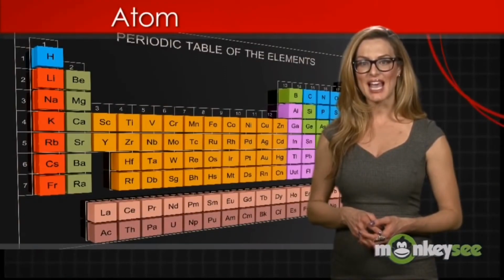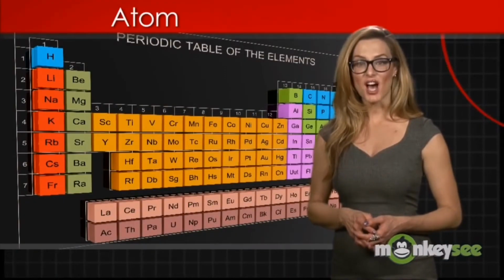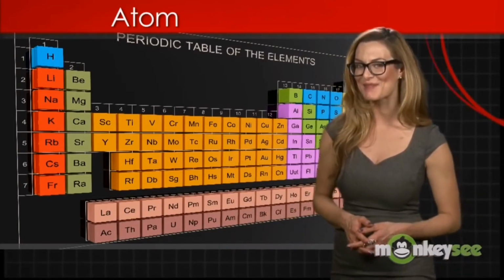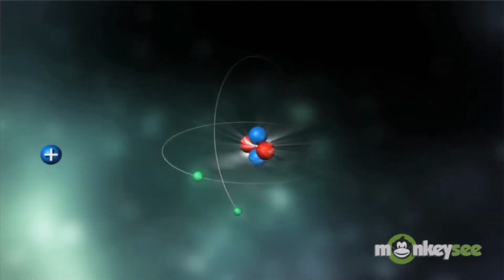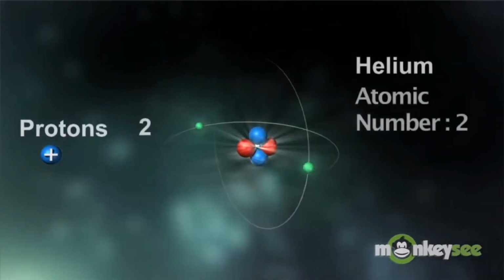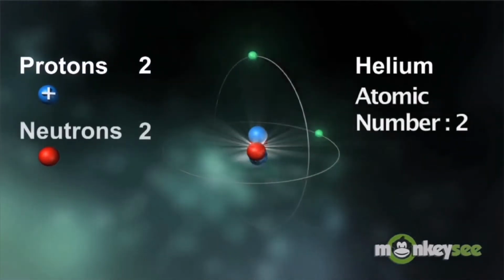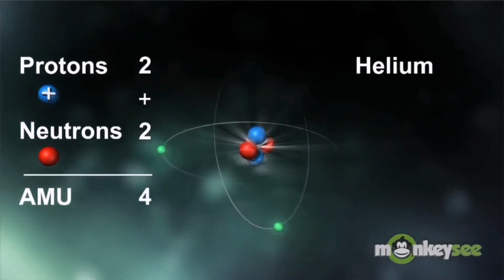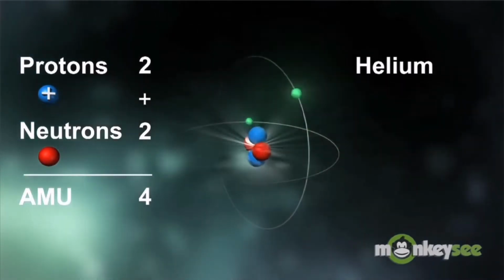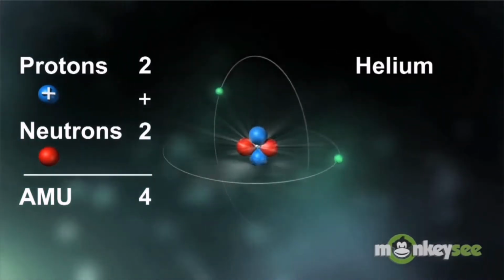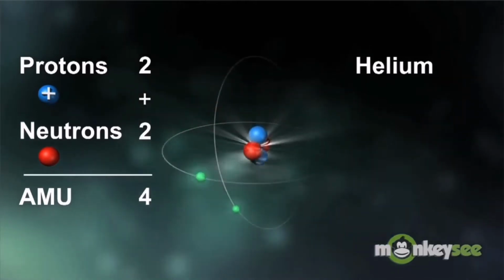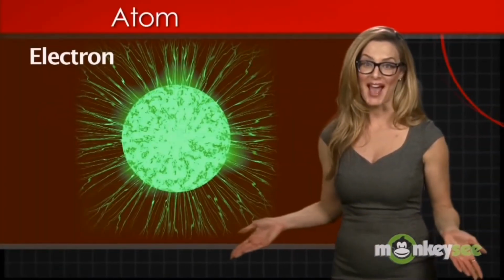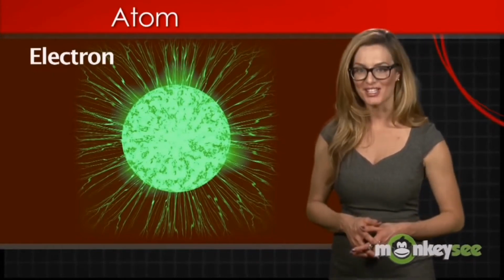Scientists assign atoms an atomic number and atomic mass unit. The atomic number is the number of protons present in the atom. For instance, a helium atom has 2 protons, so helium's atomic number is 2. Add the number of protons and neutrons in an atom's nucleus together, and you get the atomic mass unit, or AMU. A helium atom has 2 protons and 2 neutrons, so has a mass of 4 AMU. Electrons have almost no mass and are not included in AMU calculations.